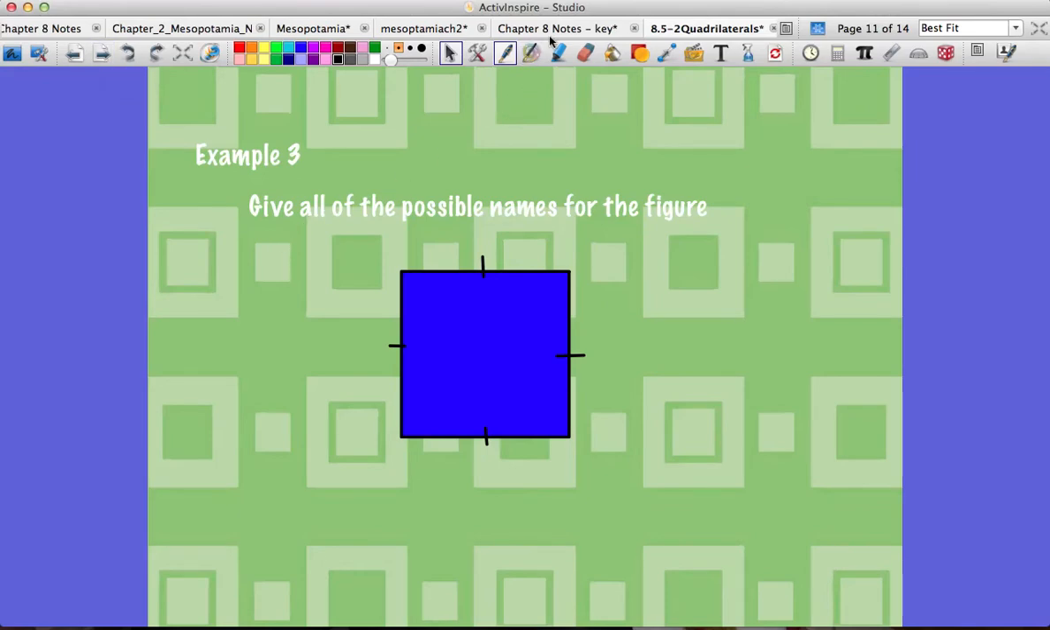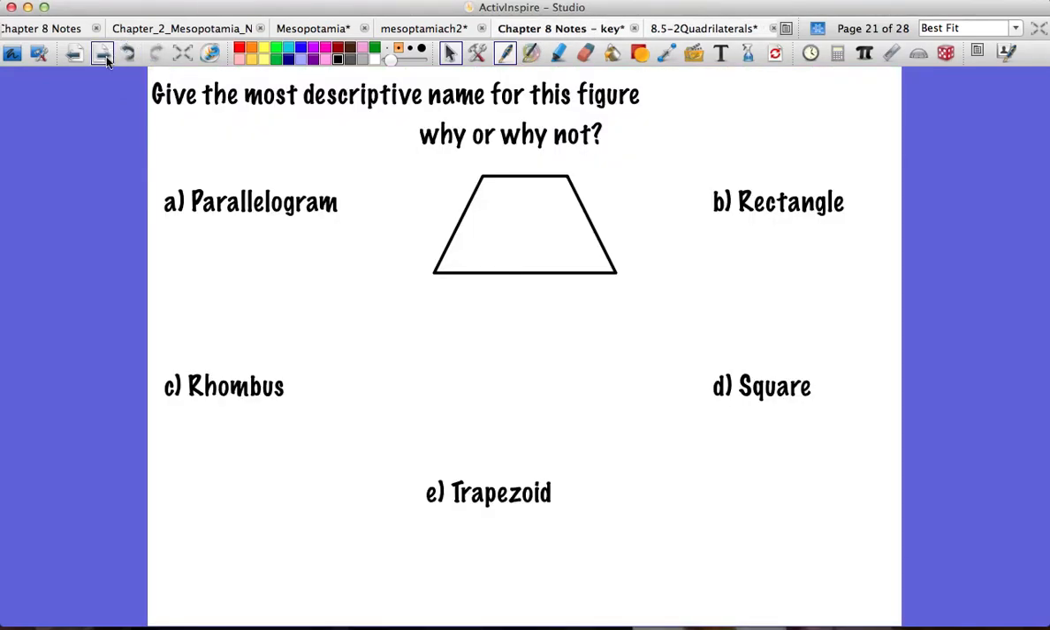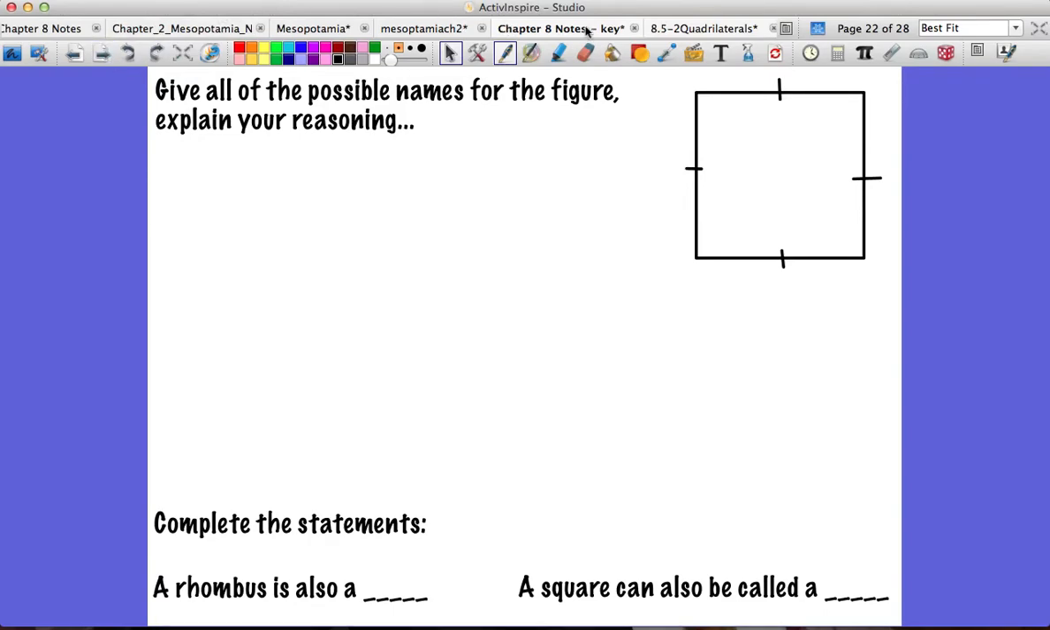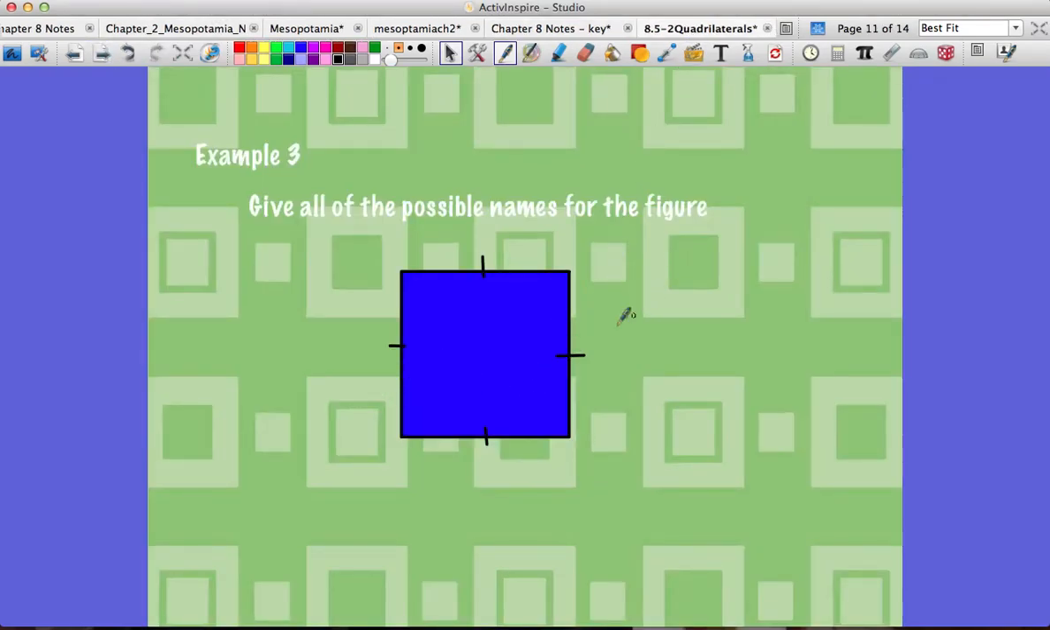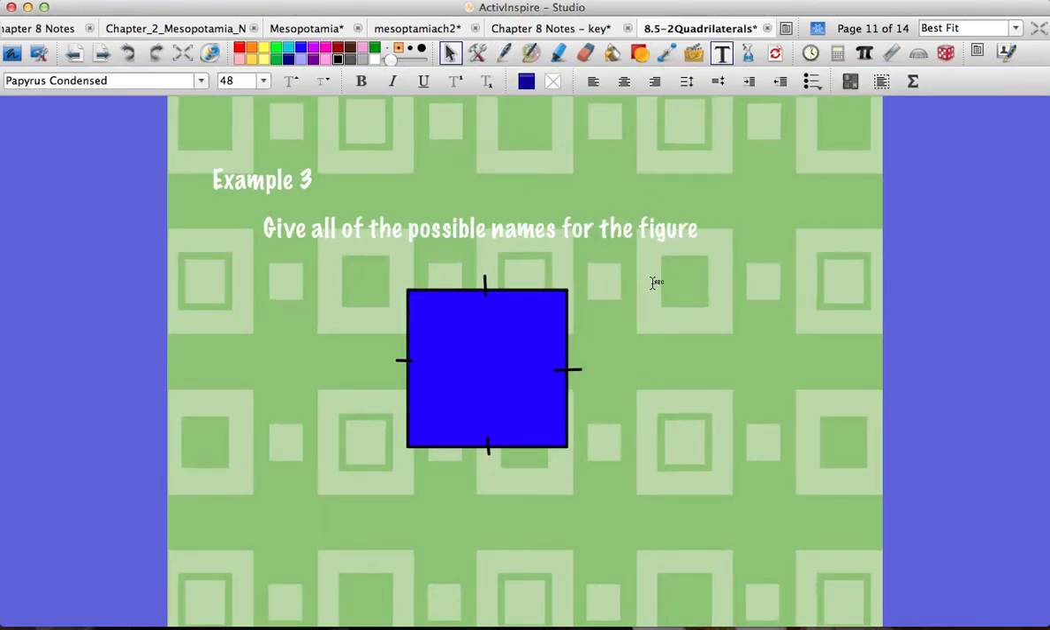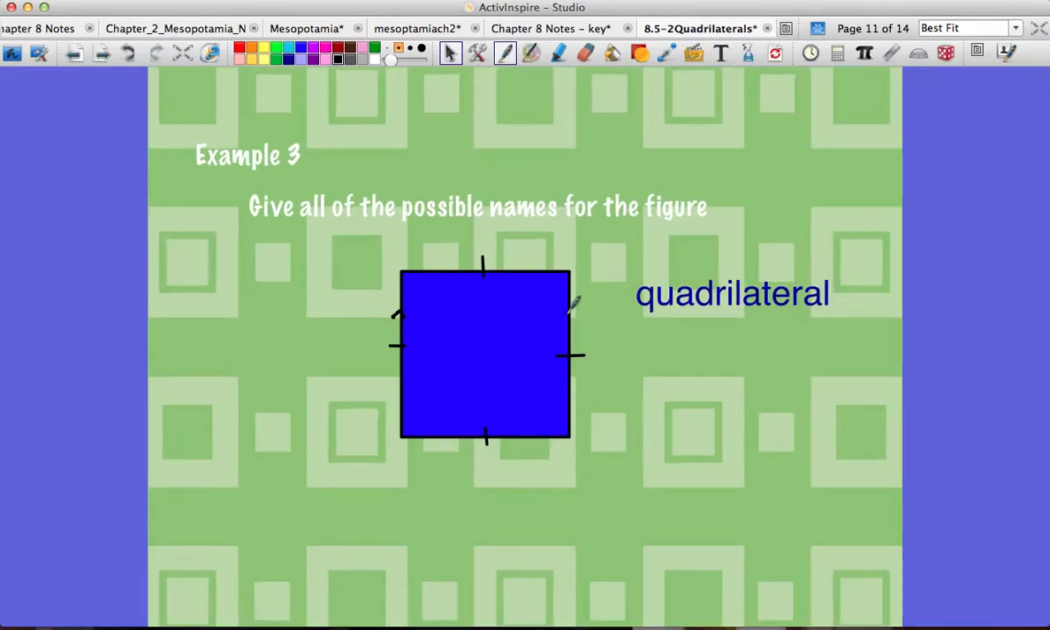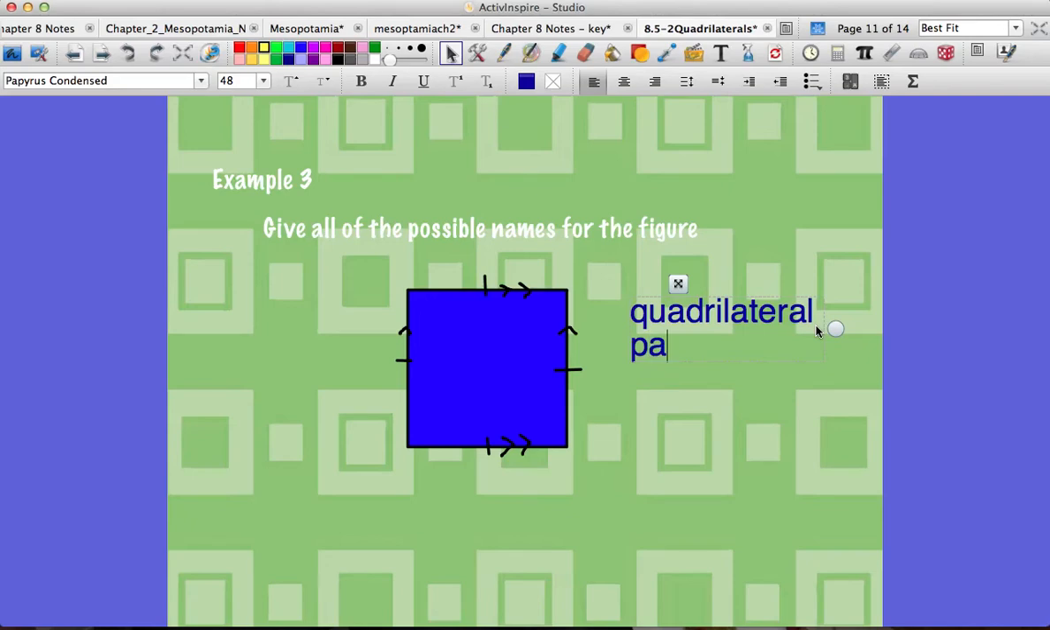Alright, so we're going to give all the possible names for this figure. So if you look at this figure, you have to decide, does it have four sides? Yes. So because it has four sides, it is also a quadrilateral. Does it have two pair of parallel sides? One here and one here. Because it has the two pair of parallel sides, it is also considered a parallelogram.